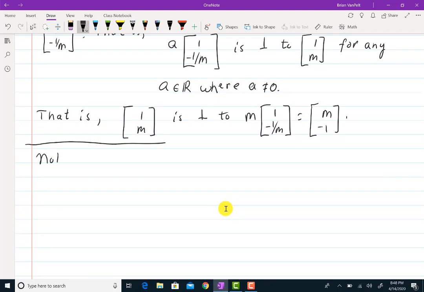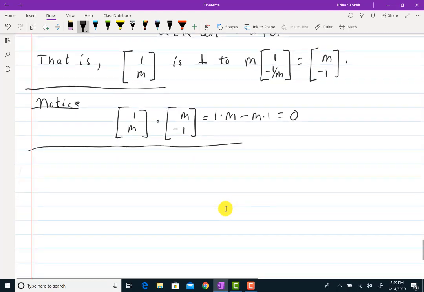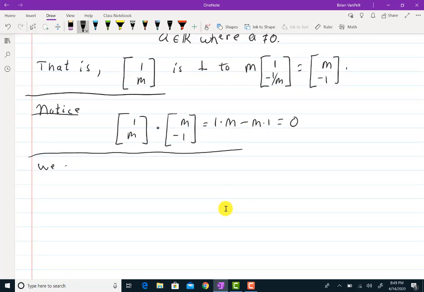Notice that when I take the dot product of (1, m) with (m, -1), I get 1 times m minus m times 1, and that equals 0. What we try to do is, in fact, these two vectors have a dot product that is equal to 0. We extend this idea to Rn.